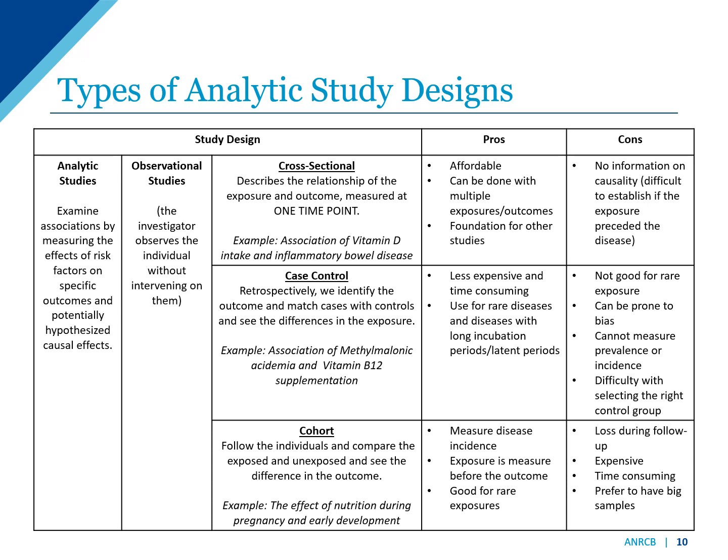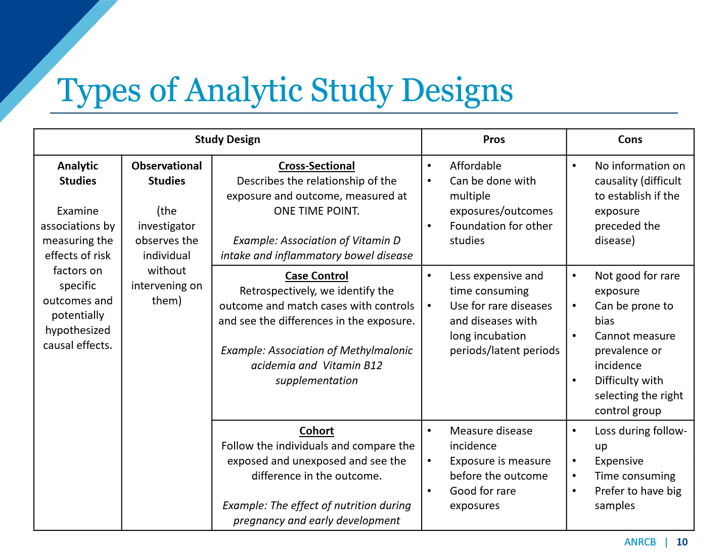You can measure multiple exposures and outcomes in a cross-sectional study, and they often provide a foundation for other studies. However, again, you don't have any information on the direction of causality. It's more difficult to establish if the exposure preceded the disease.